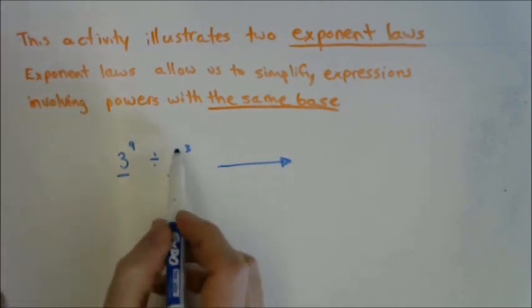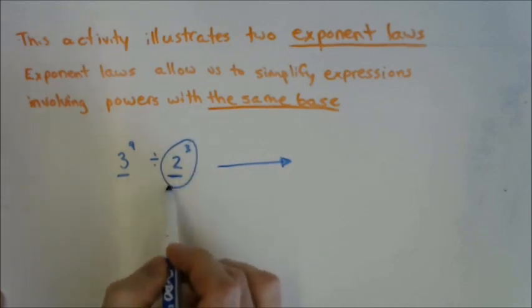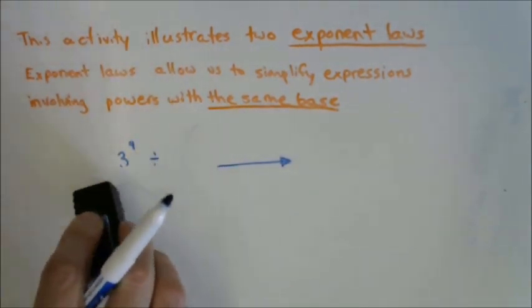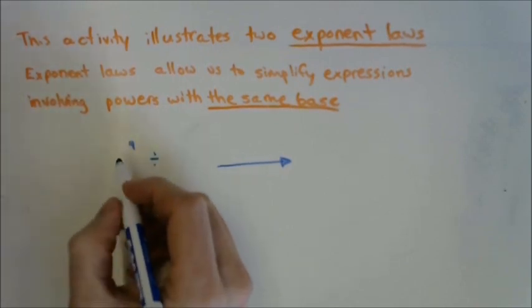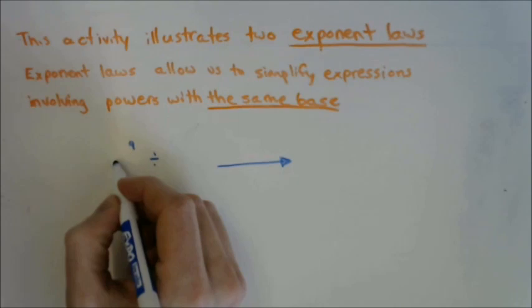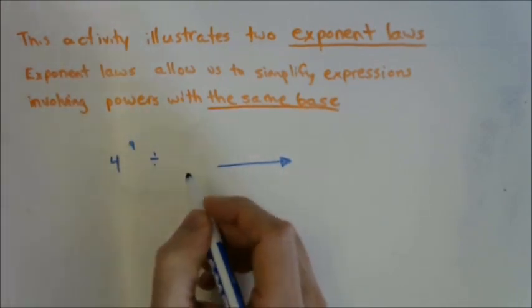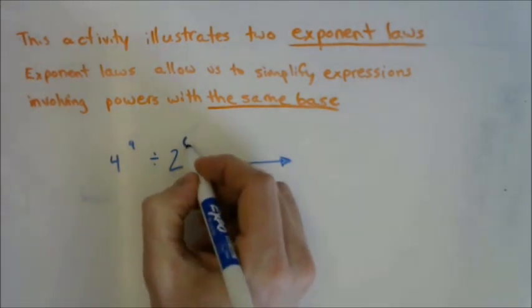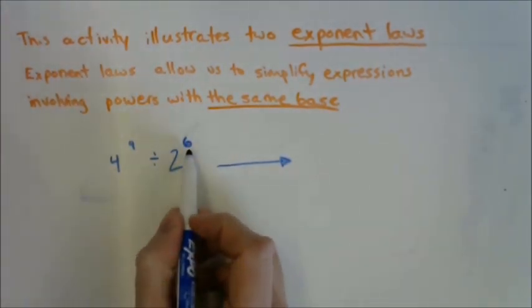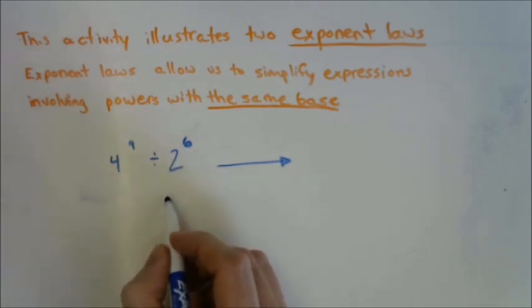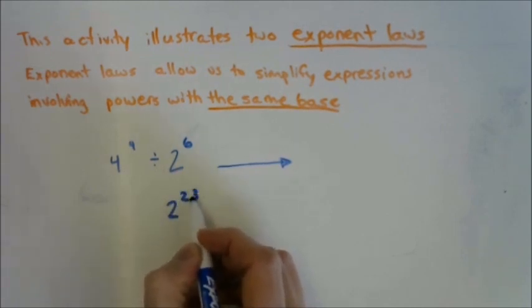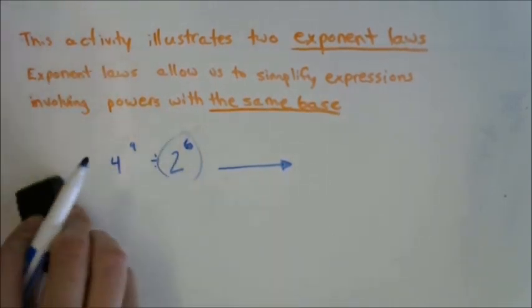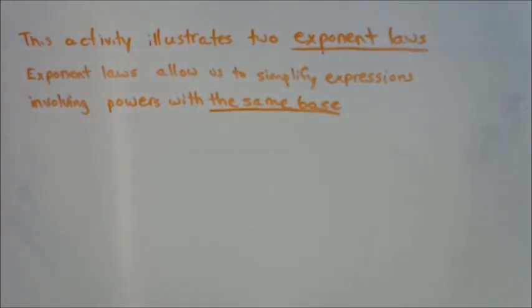Very different. Sometimes you can rearrange them so that you are expressing the same value as a power with the same base. Let's say this was 4 to the power of something and this was 2 to the power of 6. I can express 2 to the power of 6 as a power of 4. You don't know this rule yet, but 4 to the power of 3 is the same as 2 to the power of 6. So you could do it that way. We're jumping ahead. Let's not do that.